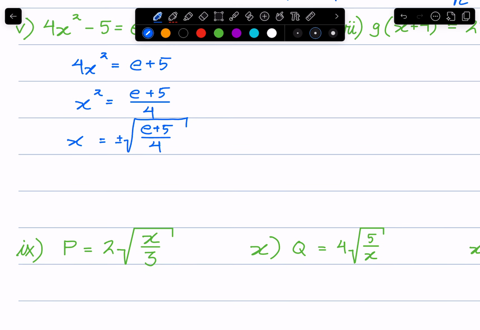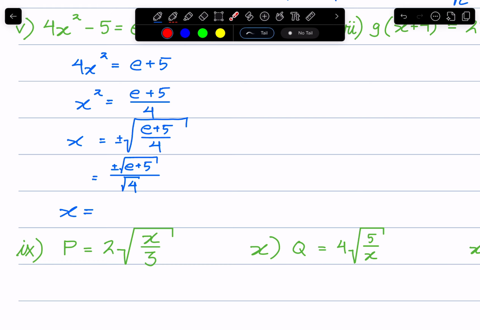And this is now going to split into the numerator and denominator. So this becomes plus minus the square root of e plus 5. And the big square root, I'm splitting it into the numerator and the denominator. So it's square root 4. But notice how I'm only giving the plus minus to the numerator.